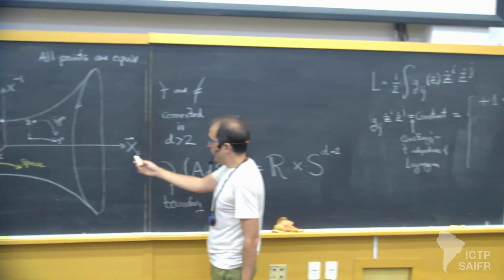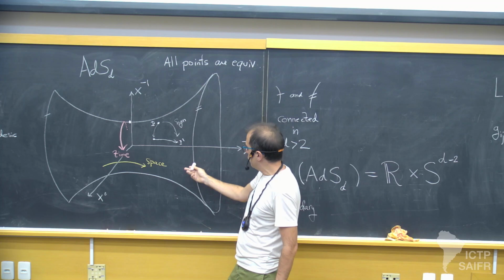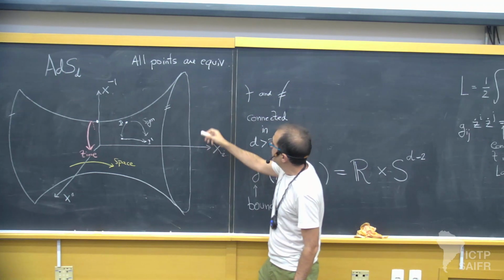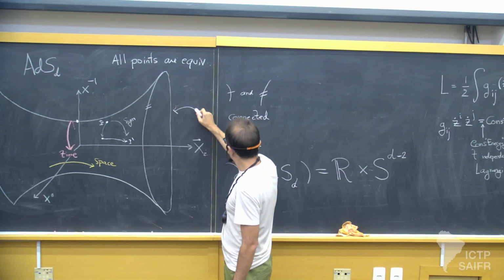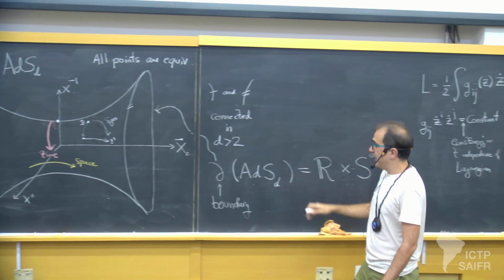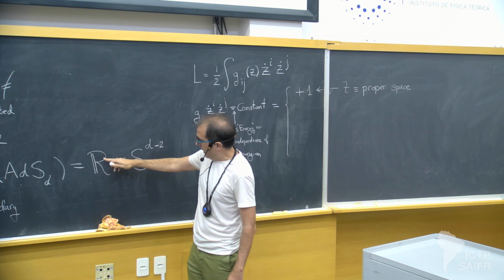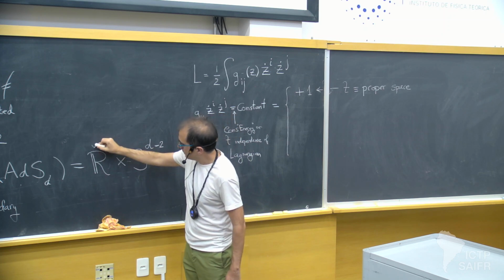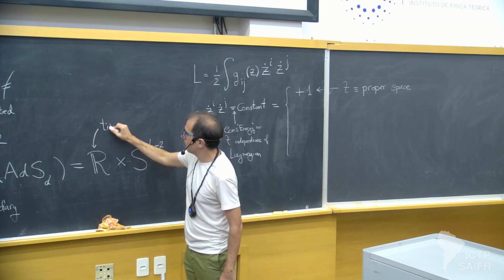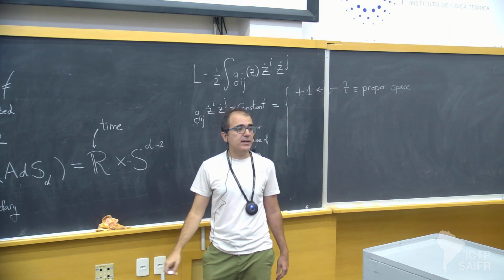Now, this hyperboloid, you see that if you go in space very much in this direction, you would reach what you would call the boundary. So this would be what we call the boundary of AdS. And the boundary of AdS is time. This time is R times a sphere of d minus 2 dimensions.